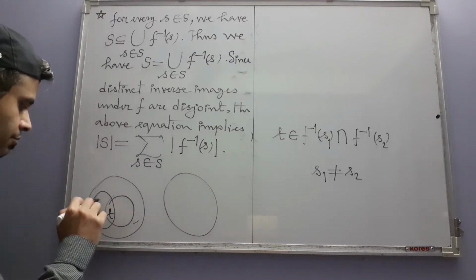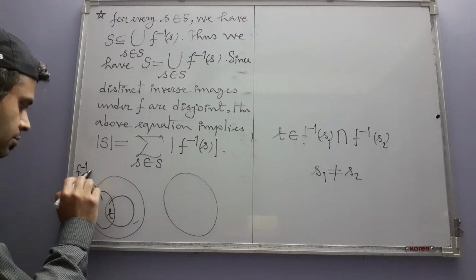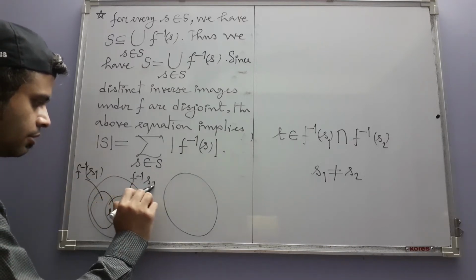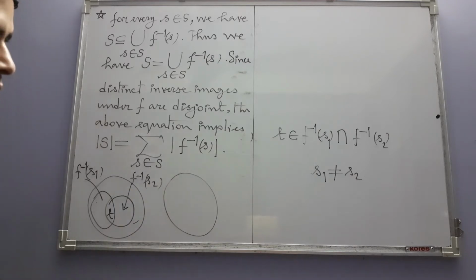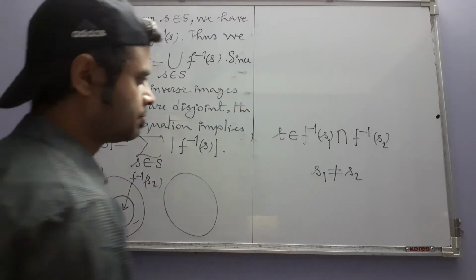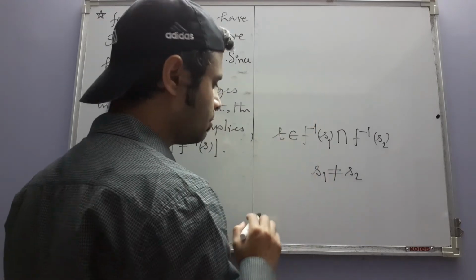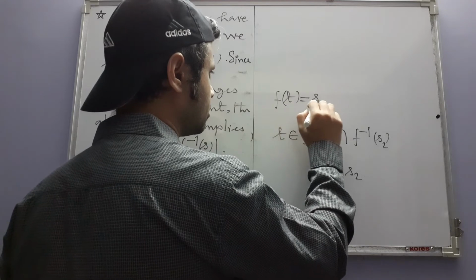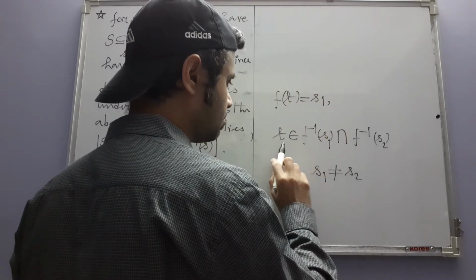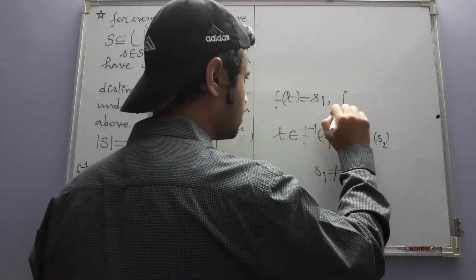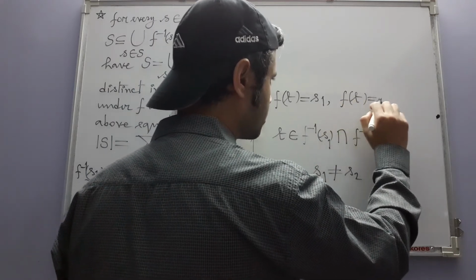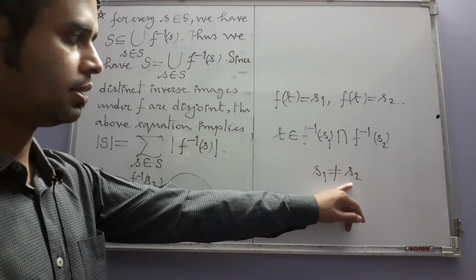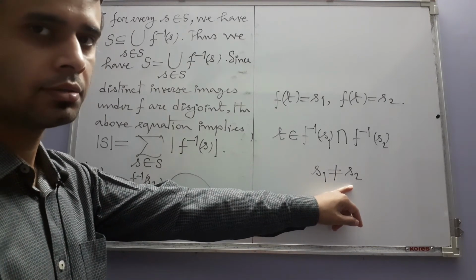Okay, so this is your F inverse S1 and this one is F inverse S2. Then T belongs to both of them. So by the definition of these inverse images, F of T must be equal to S1, but at the same time, because T belongs to this, F of T must also be equal to S2. Now how can this be when S1 and S2 are different?